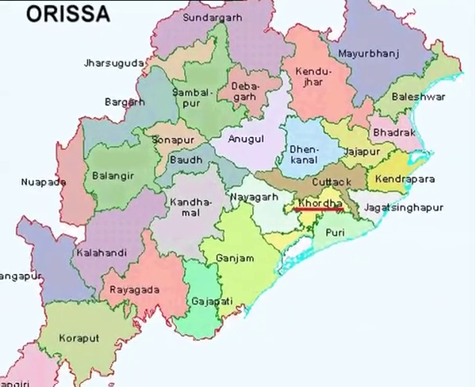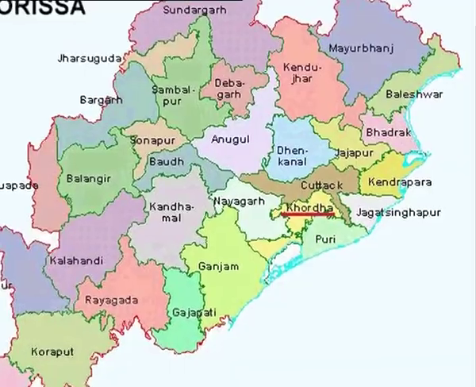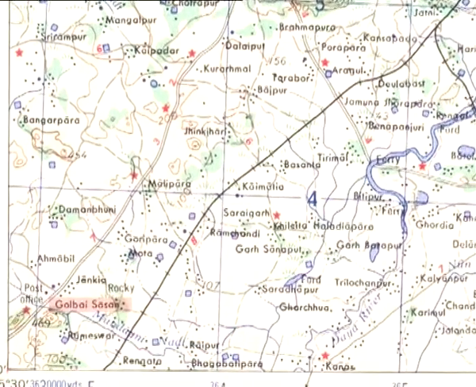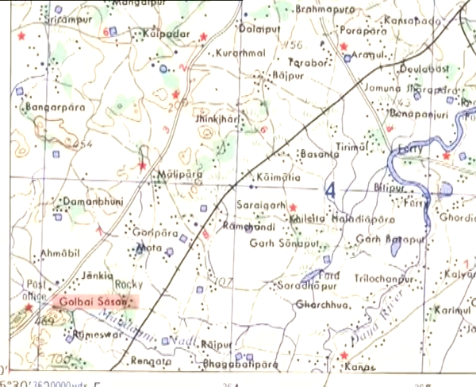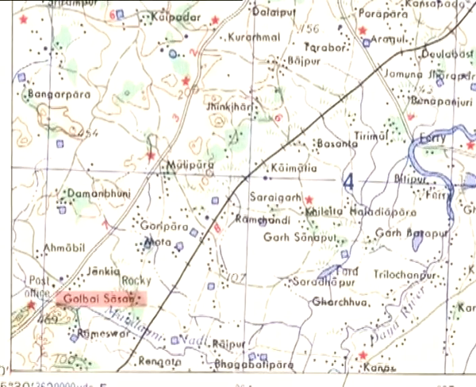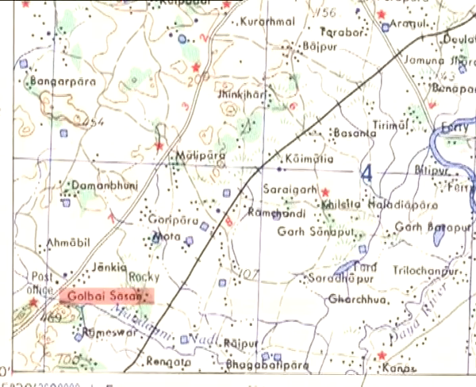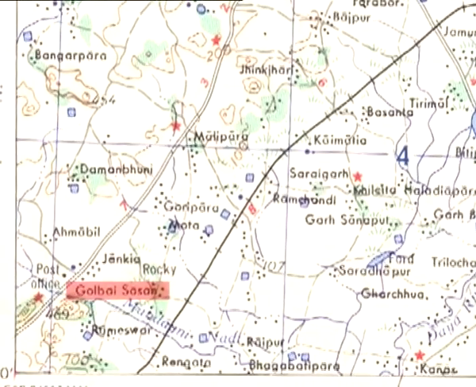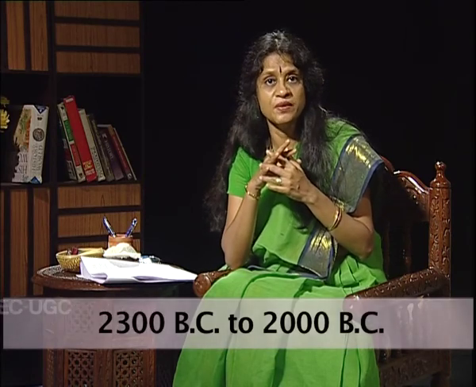In eastern India, again, we take up one of the coastal sites in Orissa, a very famous site called Golbai Sasan. Golbai Sasan has a deposit of about 7 to 8 meters. It is in the laterite region and on the banks of the Mahanadi. Now, again, this is a multicultural site, and the Neolithic is dated to about 2300 to 2000 BC. Interestingly, no stone tools have been found here.